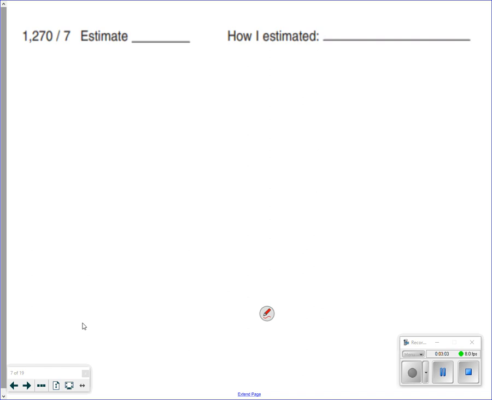1,270 divided by 7. Well, let's take a look here. We'll round this to 1,300. We're going to divide it by 10. Zeros cancel each other, so essentially we're left with 130 for an answer.